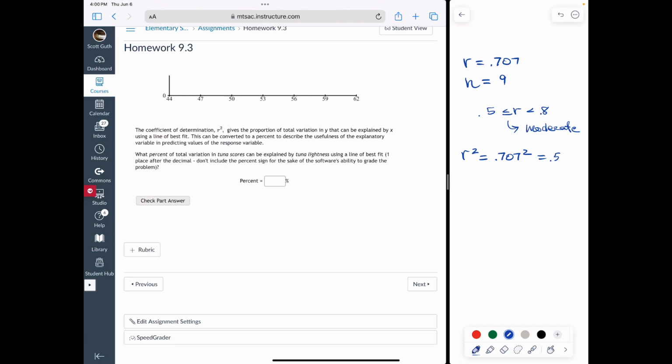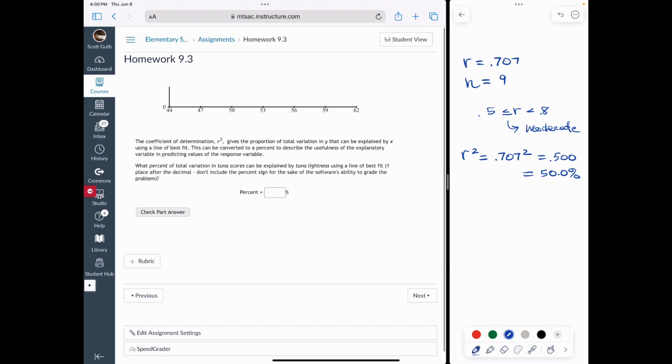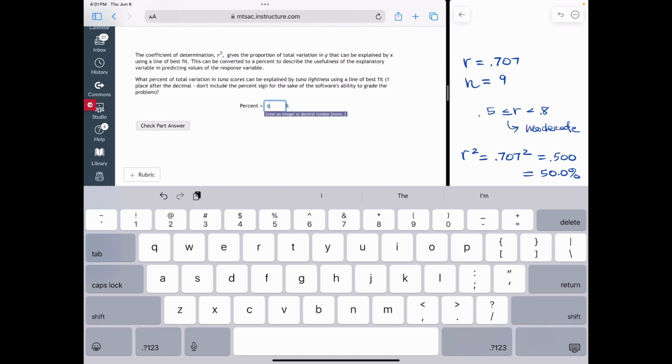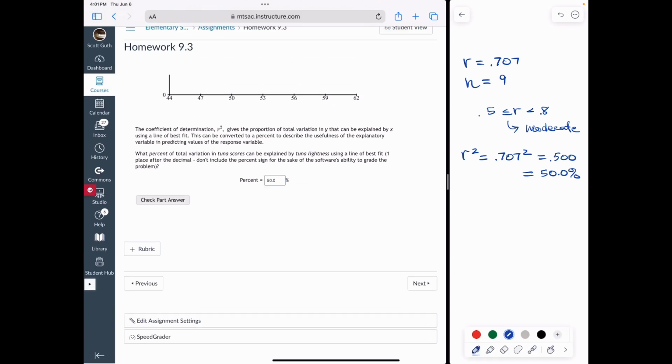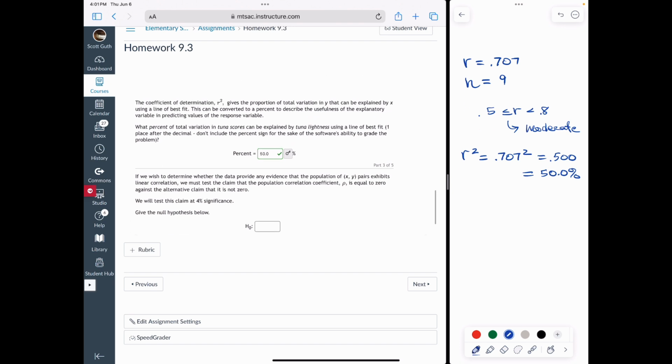Okay, which is 50.0%. R squared tells you what proportion of the variation in y can be explained by your explanatory variable. So in this case, it says what percent of total variation in tuna scores can be explained by tuna lightness using our line of best fit. And that's R squared, so it's 50%. Okay, and I'm just putting in 50%, and we're good.